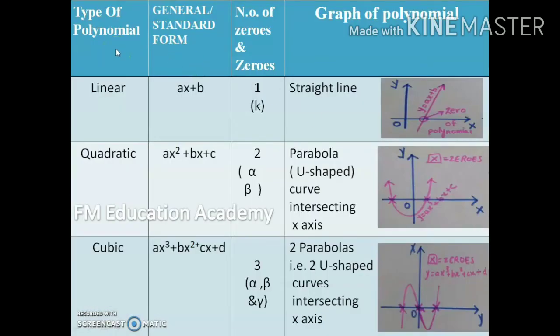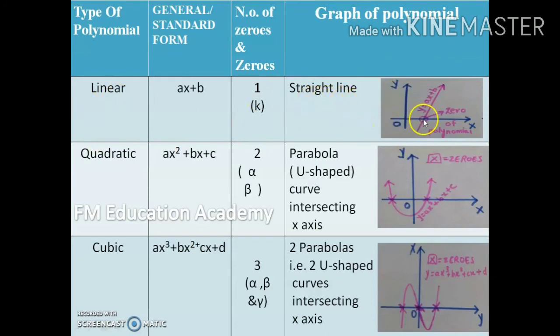So what is the standard form of a linear polynomial? The standard form of a linear polynomial is ax plus b. So as I said, linear means degree is 1. So the number of zeros is 1 and it can be represented as k. So how will the graph of the polynomial be? Remember, a linear polynomial will always have a straight line.